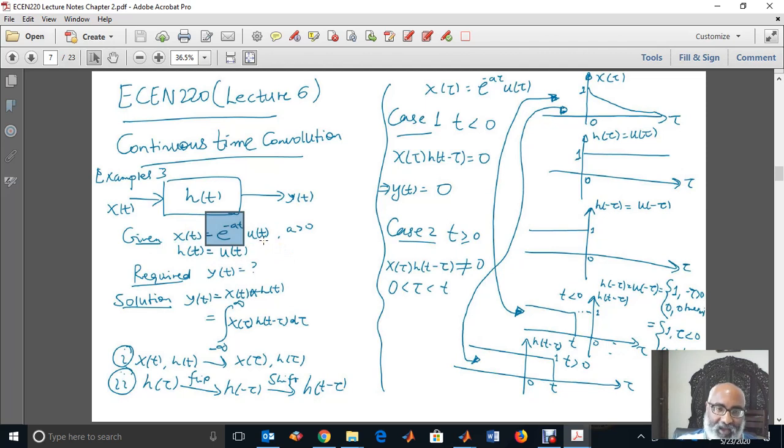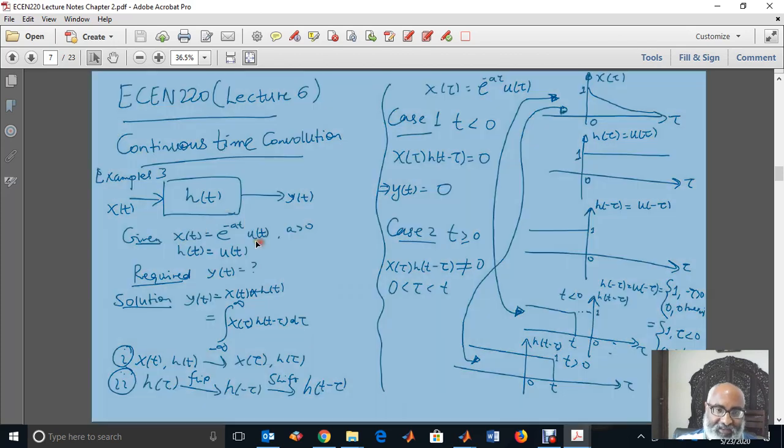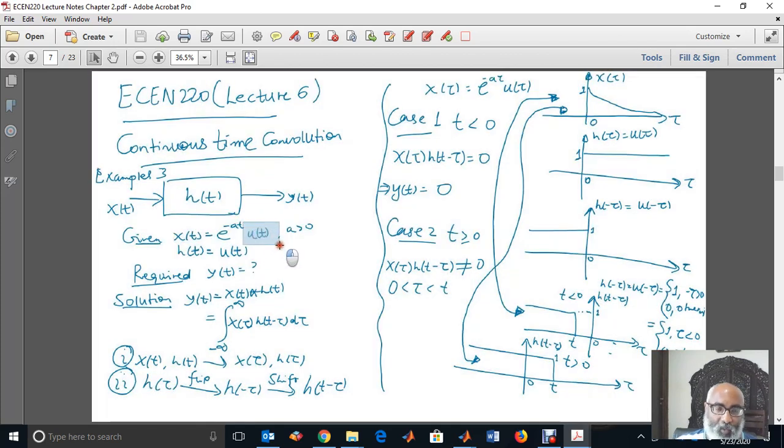Starting from 0, it is 1. Before 0, it is 0. And the result of x(t) will be 0. But for t greater than 0, u(t) is 1. So 1 times e to the power of minus at will give me e to the power of minus at. So the graph of x(tau), remember how to get x(tau)? We change t to tau. The graph of x(tau), e to the power of minus a tau u(tau), is like this, an exponentially decaying function starting from 1 at 0 and decaying.